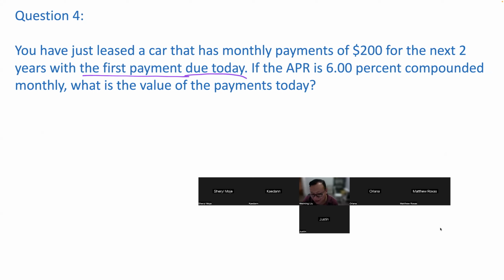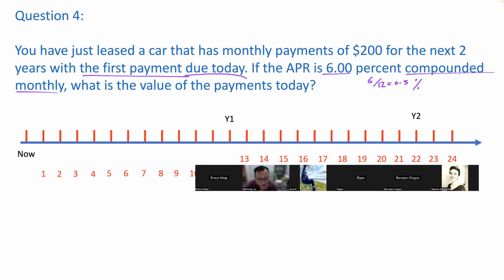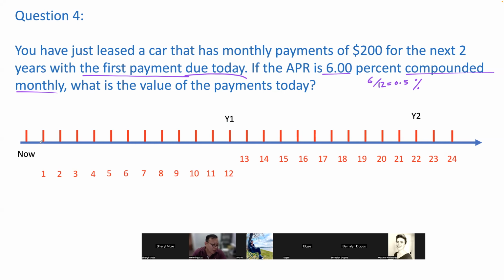Yes, very good, Dante. It's an annuity due, right? Because the first payment is due today, so the first payment happens at the very beginning. Okay, so then the APR is 6% compounded monthly. So for monthly, 6 divided by 12, that will be 0.5 percent, right? What is the value of the payment today? Again, this is present value. So again, I have to draw this timeline. You can see now there's the first payment, and then in terms of the months, you have 1 up to 24 months, right?